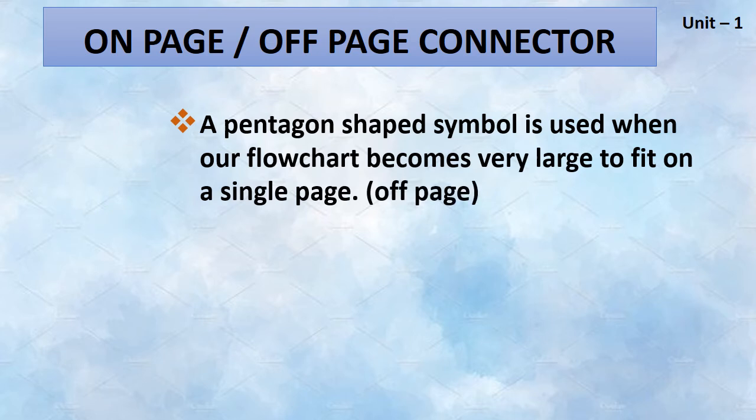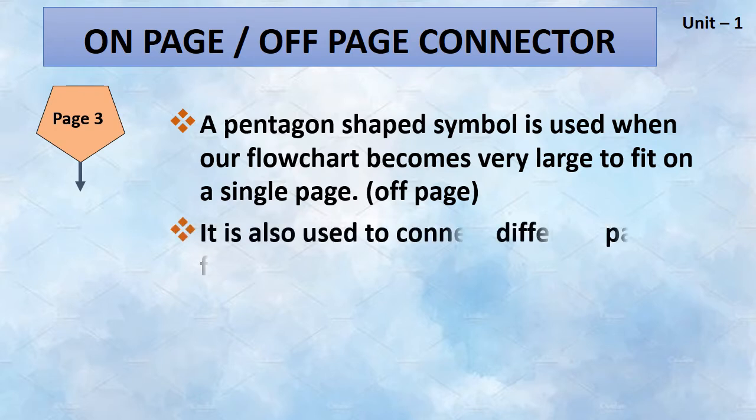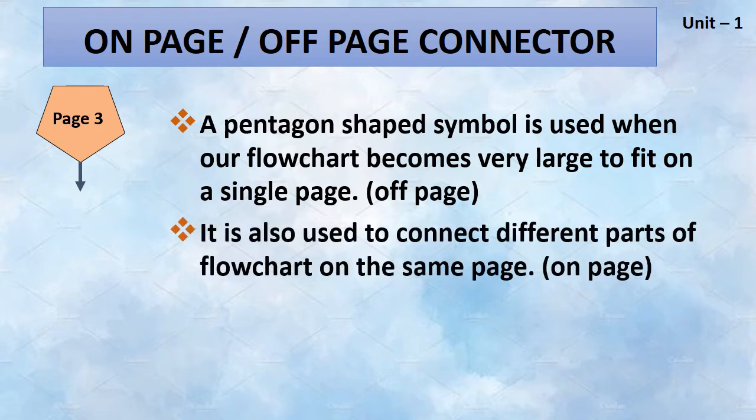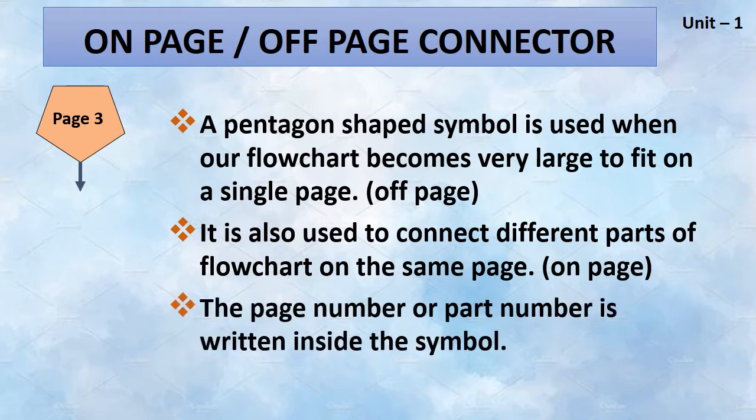On-page, off-page connector. A pentagon shaped symbol is used when a flowchart becomes very large to fit on a single page. It is also used to connect different parts of flowchart on the same page. The page number or part number is written inside the symbol.